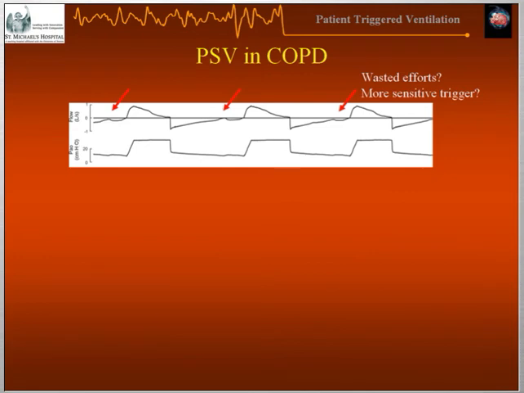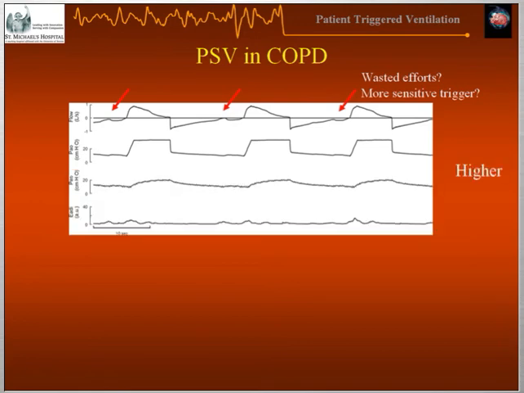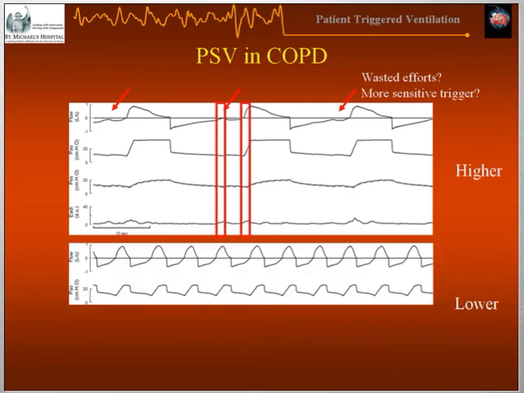So what should you do? Put in a more sensitive trigger? Well, looking at the esophageal pressure, when the ventilator starts, the esophageal pressure goes totally positive. So this patient is on control mode ventilation. His diaphragm activation is barely visible, but you see the wasted effort had an EMG, and also the effort that started the ventilator had an EMG.